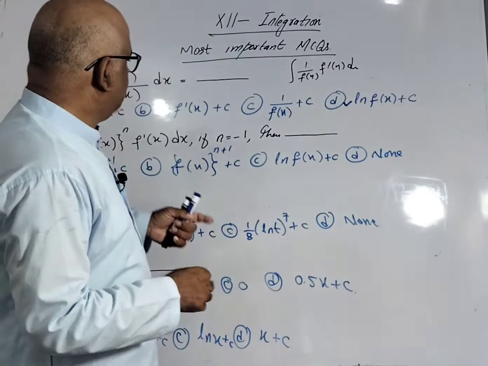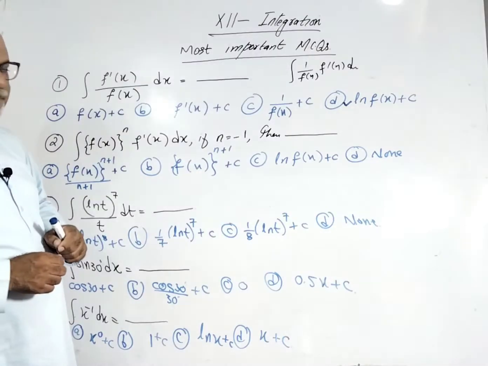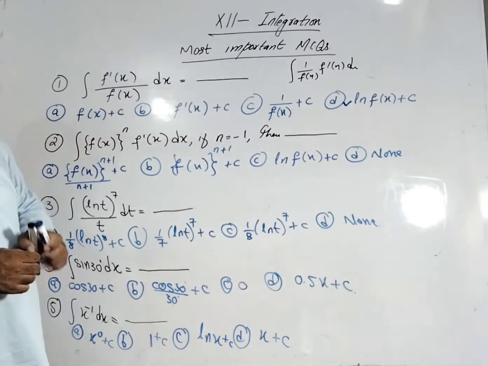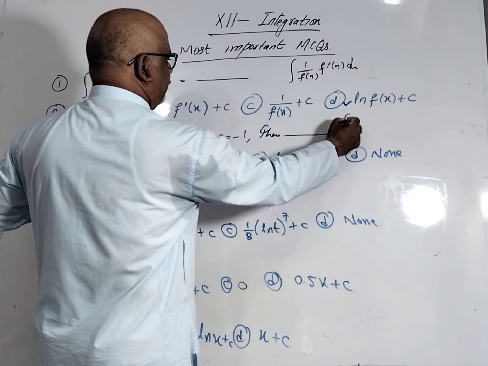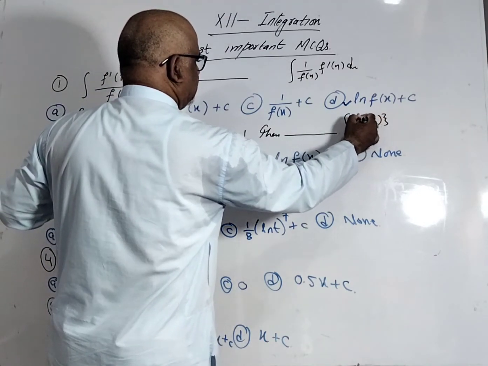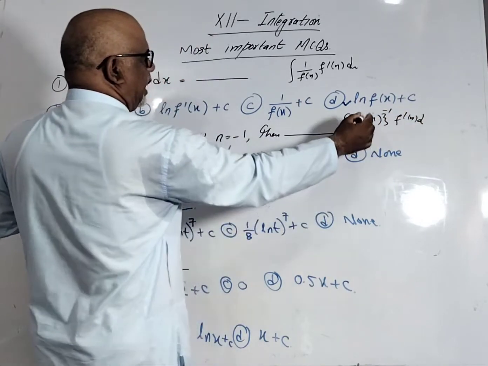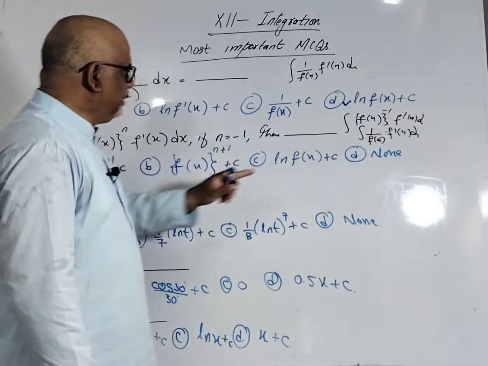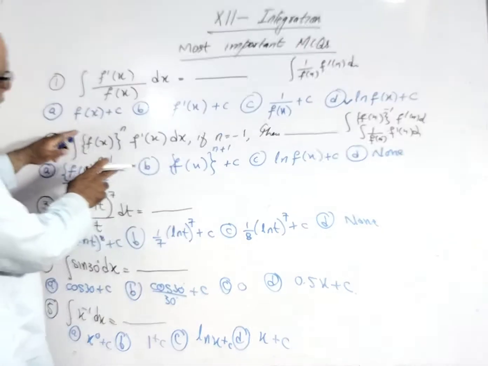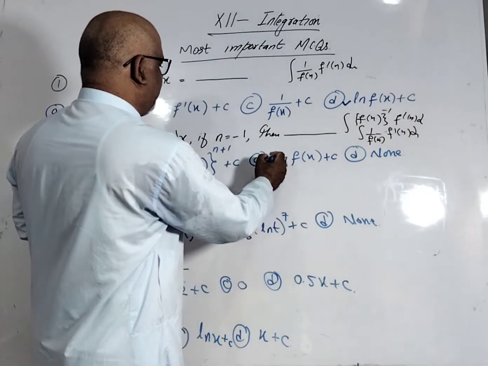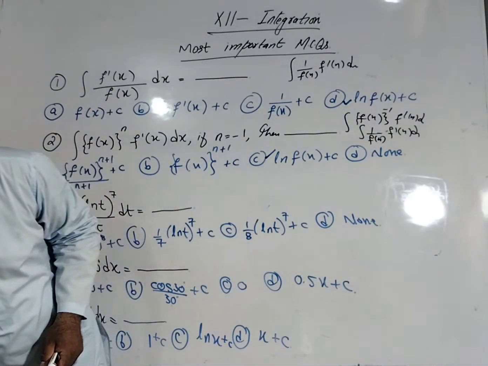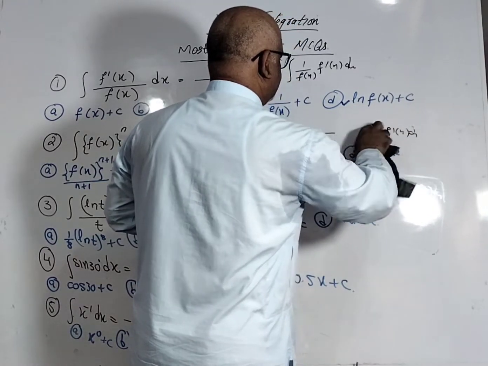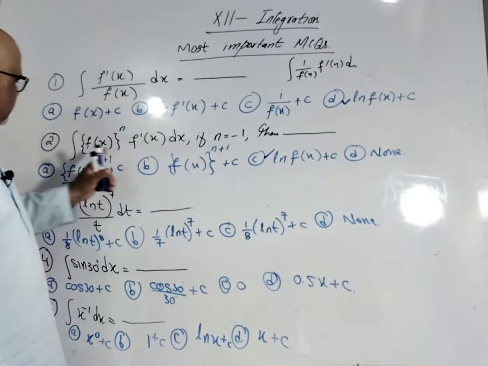Now you see here, this is f prime x times f of x to the power n, with the derivative, where n is equal to minus 1. So if we put minus 1 here, f of x to the power minus 1 times f prime x dx, minus 1 means 1 over f of x and f prime x. Now it becomes the same. So that means we have the same MCQ here, MCQ number 1 and MCQ number 2. Again we have the correct answer here, ln f of x. So we have similar MCQs 1 and 2 with different presentation here. These two MCQs are very important. So the C option is correct for the second MCQ.